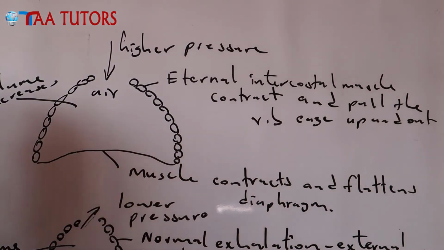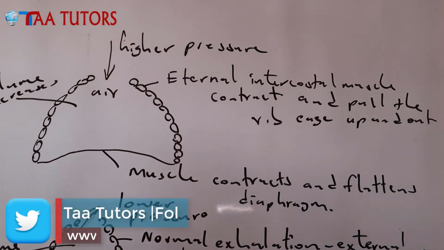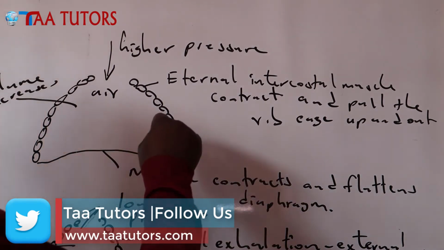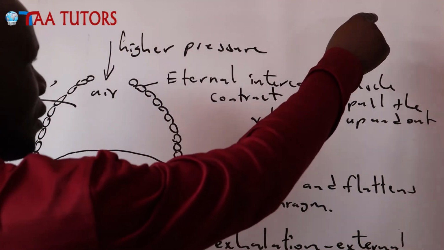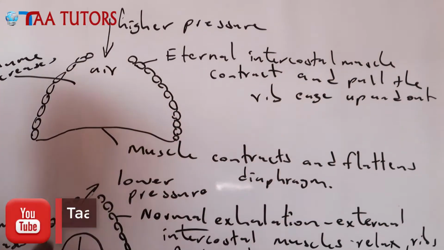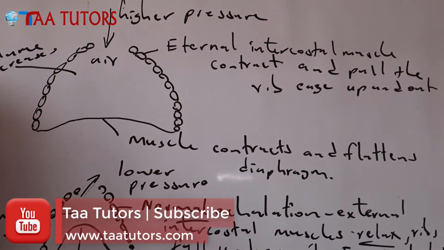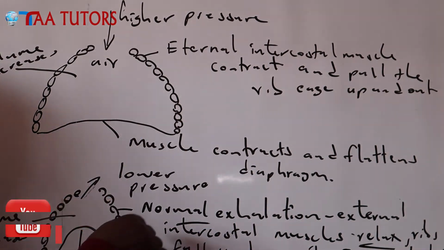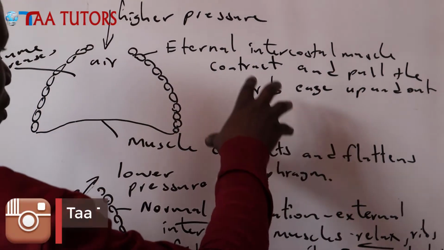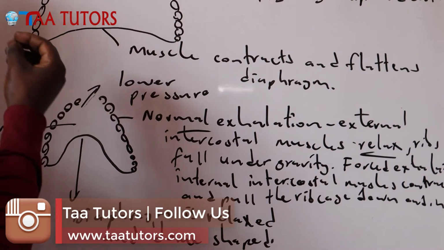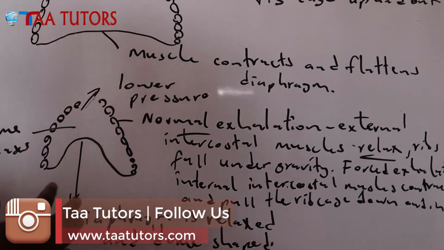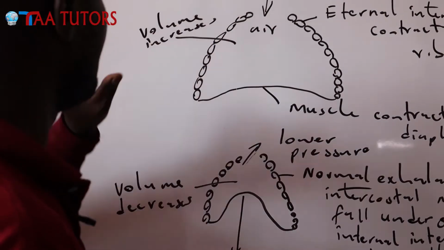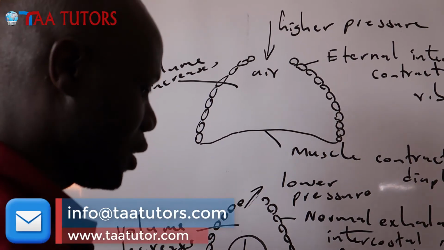That is breathing in. So I want you to be keen: what makes us breathe in is the action of two muscles. The external intercostal muscle is contracting, and that contraction is pulling the rib cage upward and outward. Then the behavior of the diaphragm muscle is also contraction. This pulls it down, and as it flattens, that act increases the volume, and when the volume is increased, the pressure is lower.